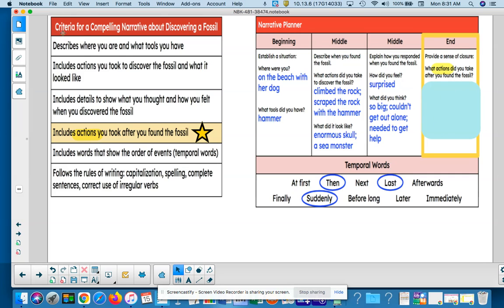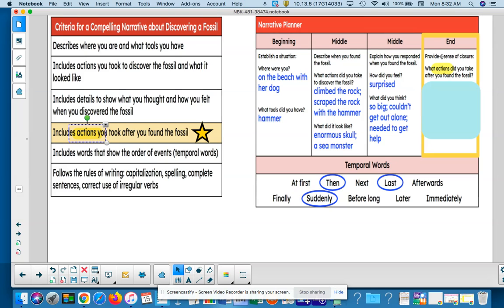Let's take a look at our criteria for a compelling narrative about discovering a fossil. Remember, a criteria is something like the rules that we have to follow. So what do we have to include? We must include actions you took after you found the fossil. Remember, actions are things that you did. Remember our model that we did? Standing up is an action. Digging is an action. Scraping is an action. Running is an action. So I want to know what actions you took, or what did you do after you found the fossil, which says the same thing right here.